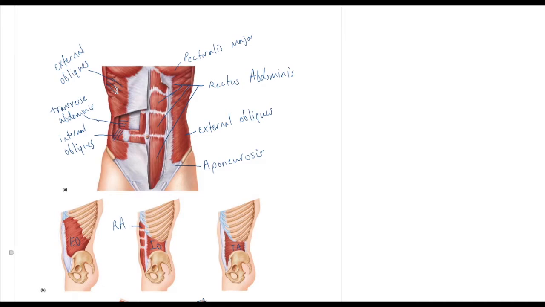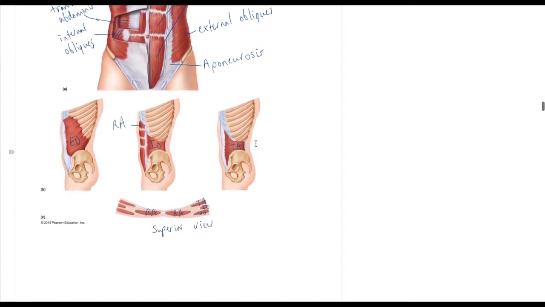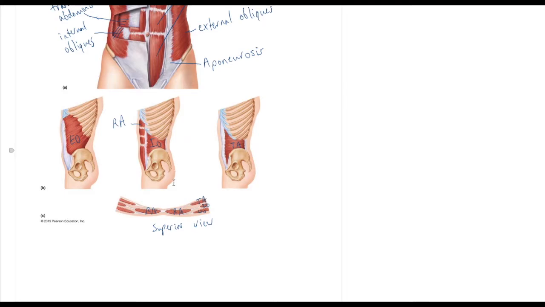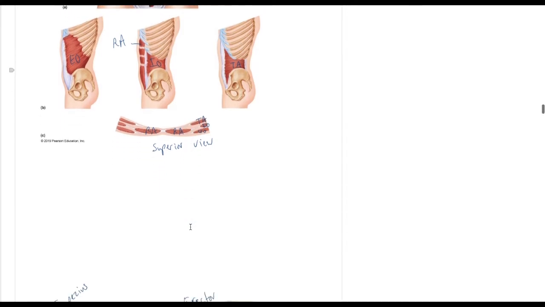obliques here. Then here we have our pectoralis major. Then we have our rectus abdominis. As you see, there are 4 rectus abdominis, so you have 8 abs. But they align underneath this aponeurosis here. And then here's some lateral views and a superior view. And I've just kind of partially labeled those for you so you know what those were.